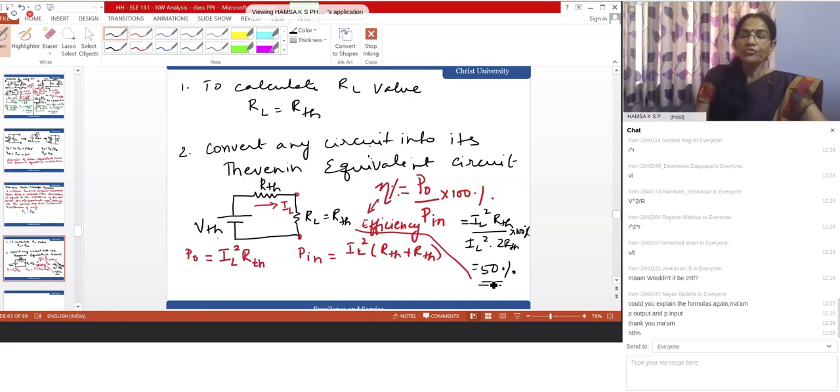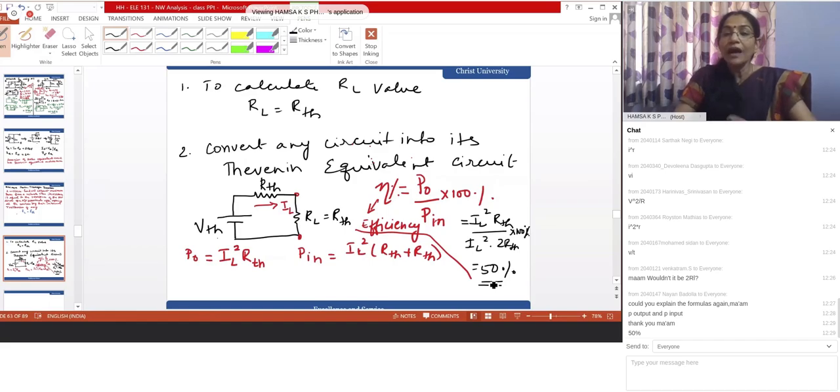Okay, so for any circuit, the maximum power that can be transferred to the resistive load is only 50%. I suppose you get the idea. Whatever circuit we have, with different values of resistors and different components connected, the maximum power that the load can get from the source is only 50%. That is the maximum power it can get.